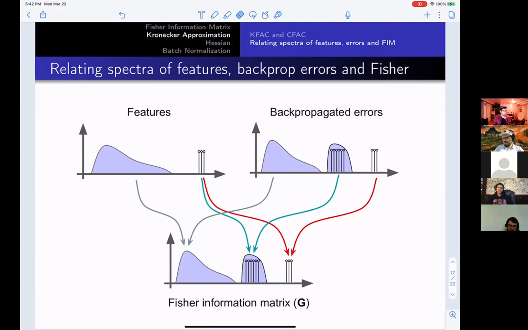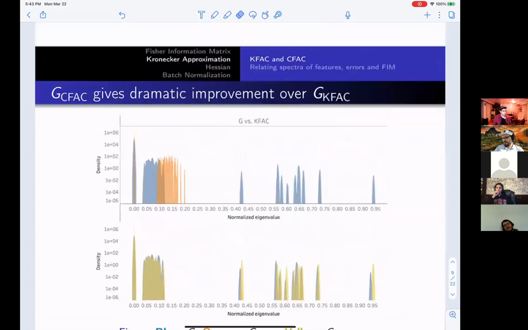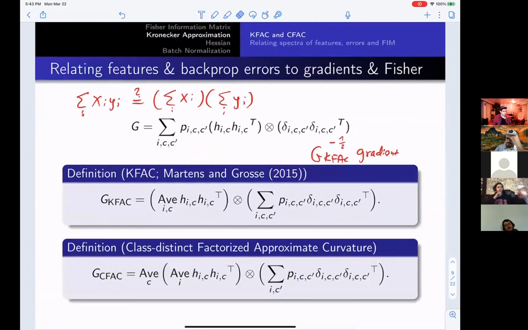Okay. I just want to show you some intuition in this equation. So here's one way in which you can see why CFAC is better than KFAC. If you look at the CFAC approximation versus the KFAC, in KFAC, this quantity has a set of class means, and this quantity has class means, right? So there's going to be a feature here of a cat and a feature of a dog, and here you're going to have a backpropagated error of a cat and a backpropagated error of a dog.